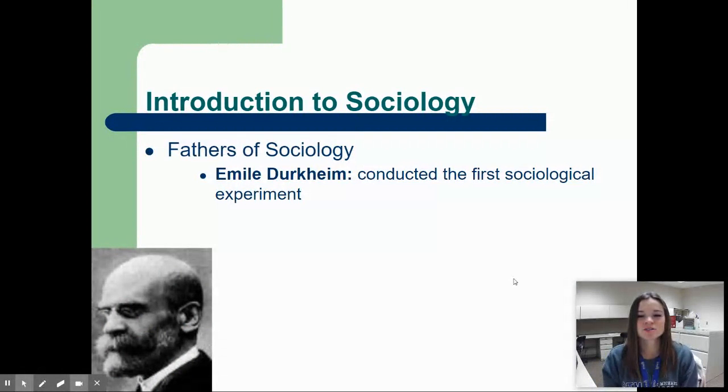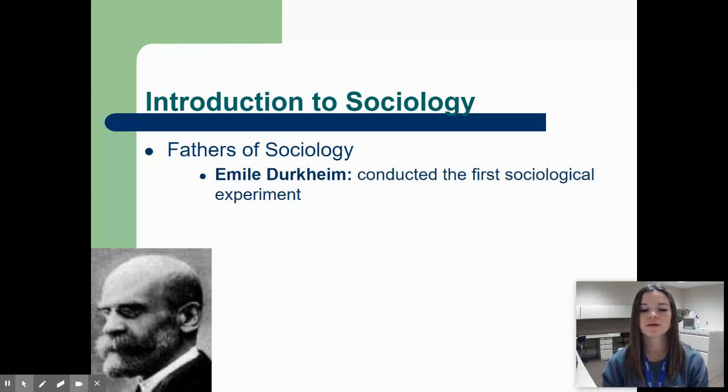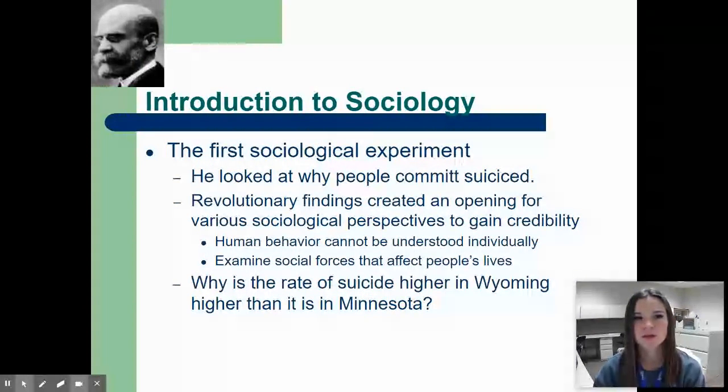All right, then we have Emil Durkheim. Emil Durkheim conducted the first sociological experiment that we know of. It's a little dark. He wanted to look into why people commit suicide. He was looking at groups of people, not just individuals, to figure out why that happened. His revolutionary findings created an opening for various sociological perspectives, like we talked about last week, to gain credibility. Basically, human behavior cannot be understood individually, and you have to examine social forces that affect people's lives. One question to ponder: why is the rate of suicide higher in Wyoming than it is in Minnesota?